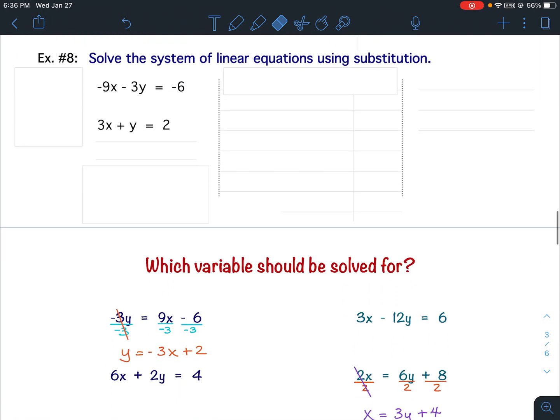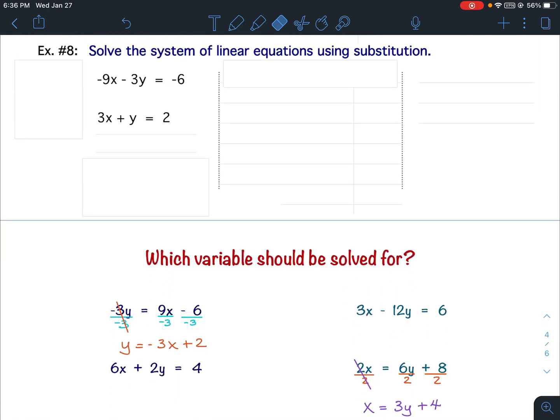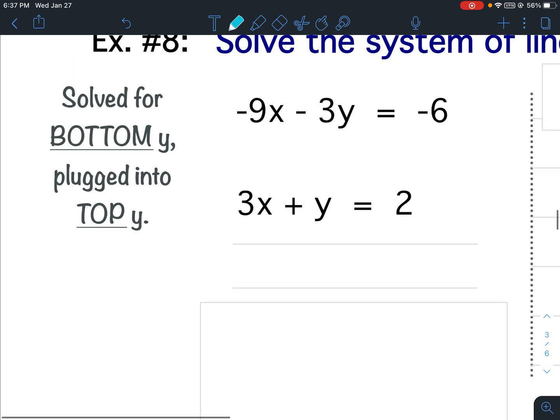Okay, let's do number 8. Number 8, we've got negative 9x minus 3y equals negative 6, and 3x plus y equals 2. So again, this bottom y has a positive 1 coefficient. That's what I'm going to solve for. So pause your video, write that down.